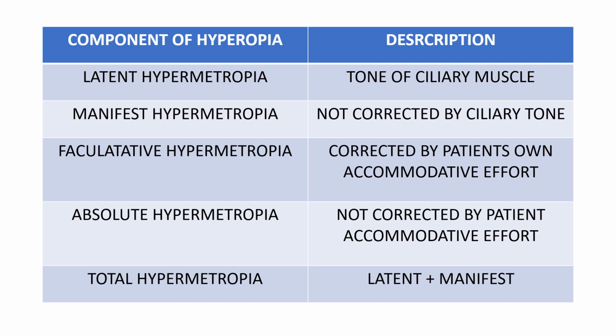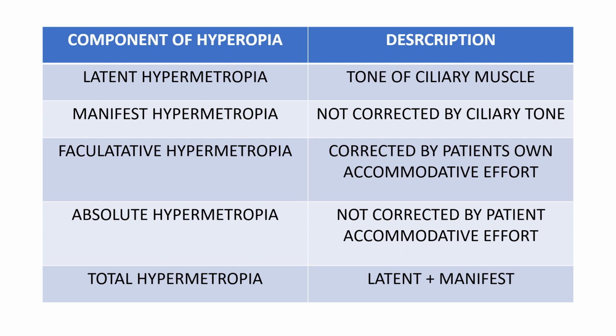The components are latent, manifest, facultative, absolute, and total. We'll see about these in the later slides. Latent hypermetropia is masked by the inherent tone of the ciliary muscle, and can be seen only with cycloplegic refraction. Manifest hypermetropia is the part that is not masked by the ciliary tone.